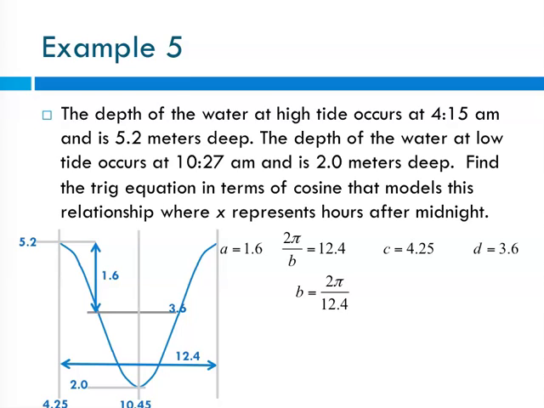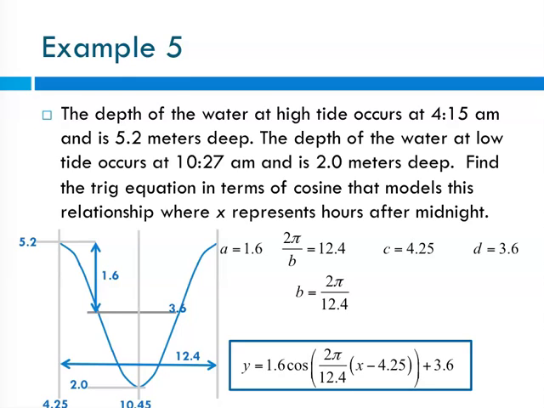All right, now we're ready to put it all together in an equation. So y is equal to 1.6 cosine of 2 pi over 12.4, parentheses x minus 4.25, close off that function, and then plus 3.6. And that is the function that you can use to model this high tide and low tide with the information given.